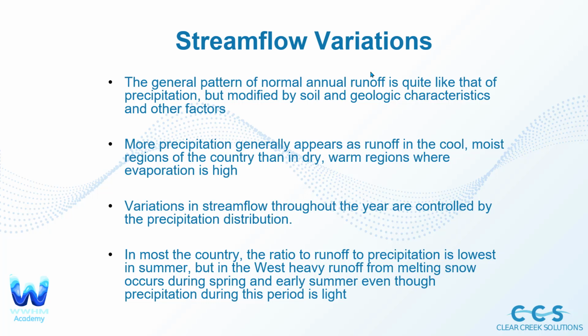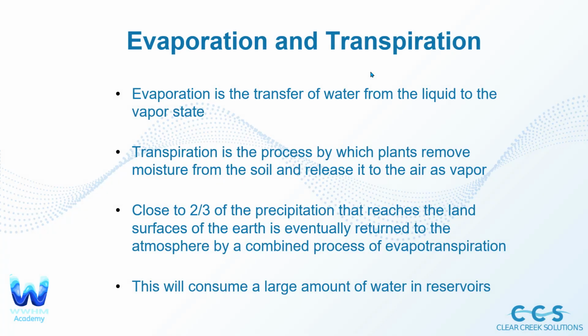That's going to make a big difference in terms of how much flow and volume we're going to have. More precipitation generally appears as runoff in the cool, moist regions of the country than in dry, warm regions where evaporation is high. And variations in stream flow throughout the year are controlled by the precipitation distribution. In most of the country, the ratio of runoff to precipitation is lowest in the summer, but in the West, heavy runoff from melting snow occurs during spring and early summer, even though precipitation during this period is light. So you might get more stream flow in the summer because of all this melted snow, although there's not a lot of precipitation.